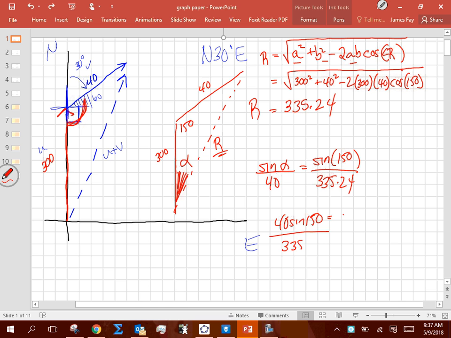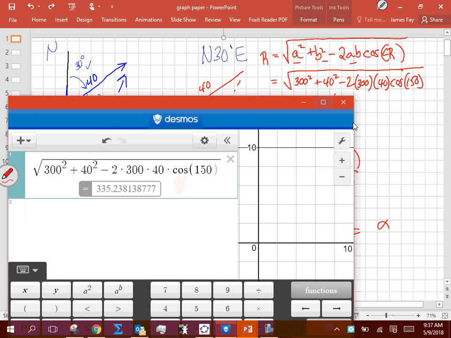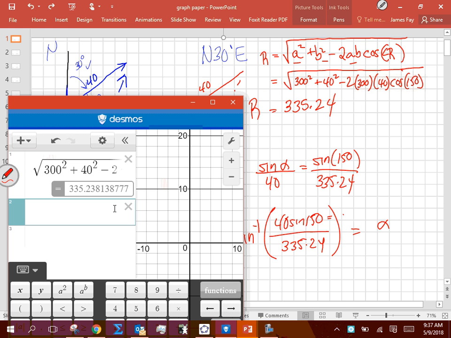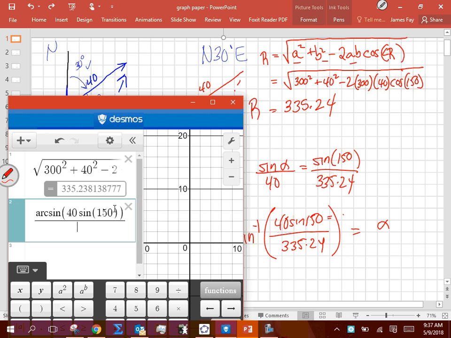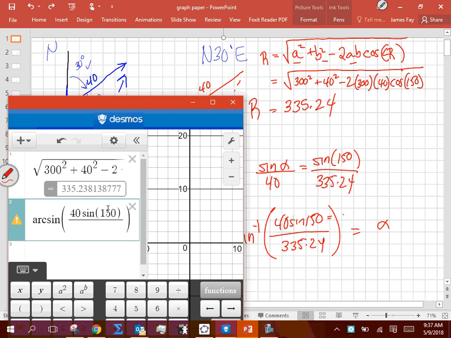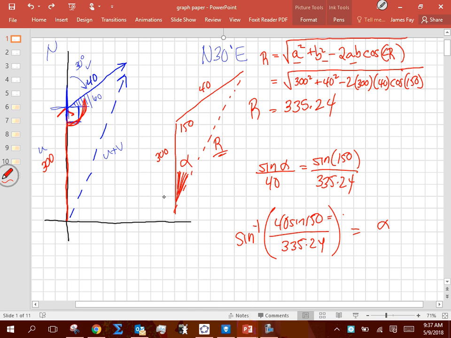So I'll just divide both sides here by 335.24. That gives me sine of alpha. So what do I need to do with both sides to find alpha? Yeah, sine inverse. Sine inverse of that should give me my alpha. Okay, so calculate that real quick here. Sine inverse of 40 sine of 150, divided by 335.24. Gives me that number there, 3.42. 3.42 is that angle right there.